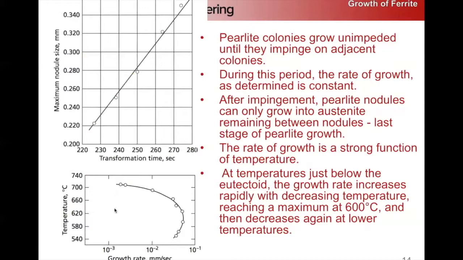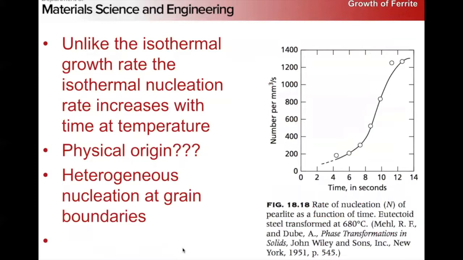As we decrease the temperature, we increase our growth rate until we hit a maximum where we start to decrease, right? And this is in the range where we start to become diffusion limited. And usually this is where other mechanisms such as bainite will take over. Okay.